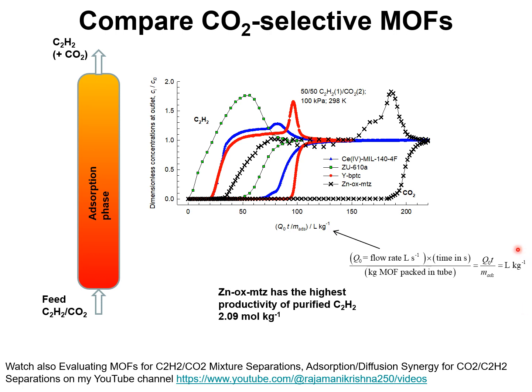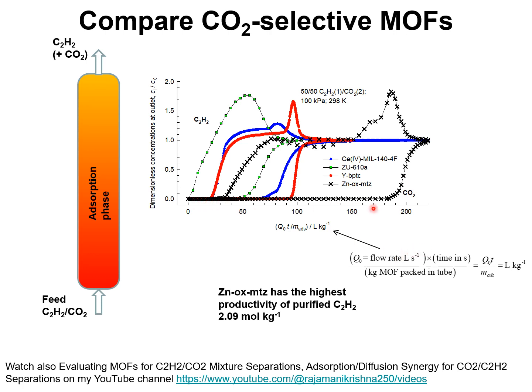This is a convenient unit to compare experimental data published by different authors, in which the flow rates are different, the dimensions of the breakthrough tubes are different, and the amount of MOF packed into the tubes are different. This modified time parameter corrects for all of that and is convenient to compare the breakthrough experimental data.